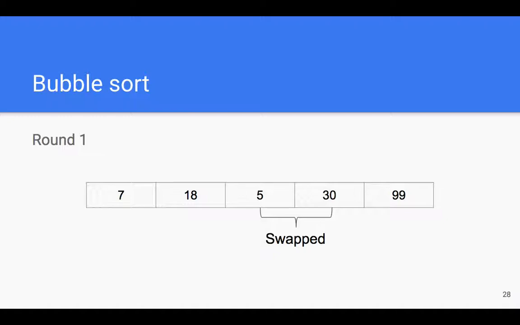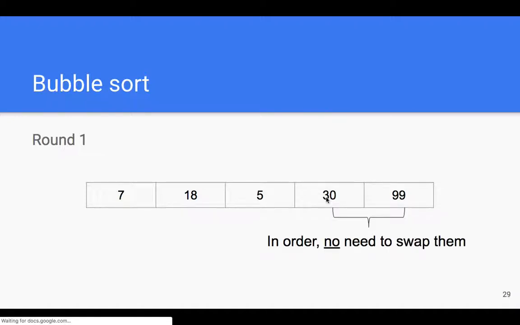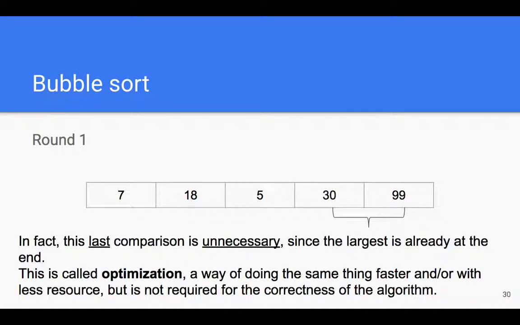swap them around. Okay. Now, based on what we did before, we should do one more comparison. We should compare 30 with 99, and they're in order, so there's no need to swap them. That's fine. However, is this last comparison of these last two numbers necessary? Well, it's not, because in the previous round, in round 0, we already moved the largest, which is 99, all the way to the end.